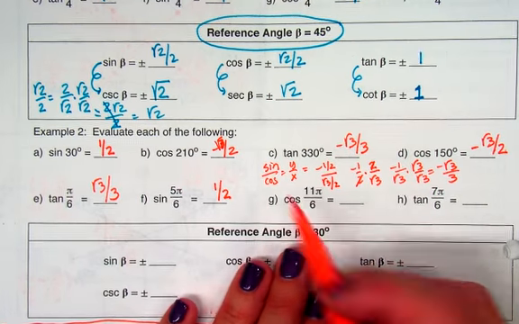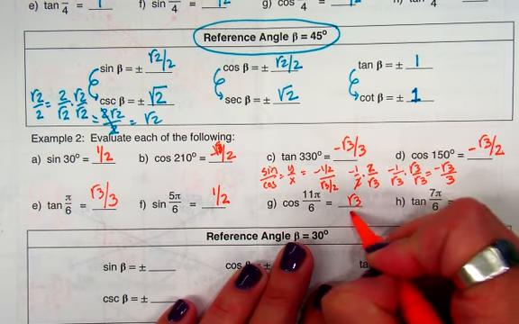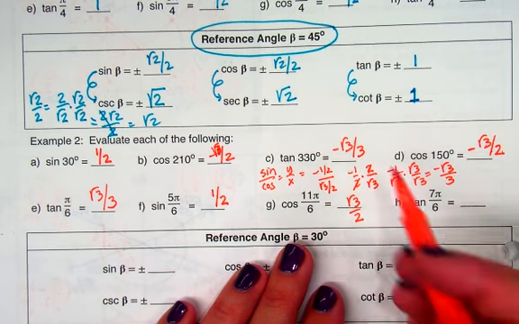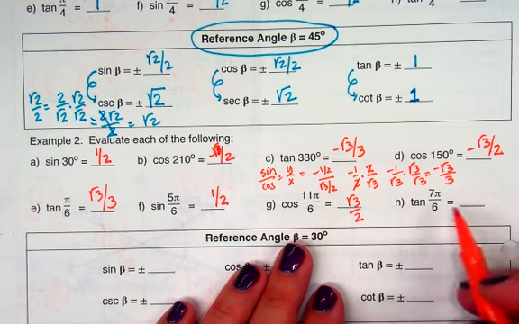Cosine of 11 pi over 6. Again, the cosines are all going to be the root 3 over 2's. 11 pi over 6 is quadrant 4, so my x values are positive.